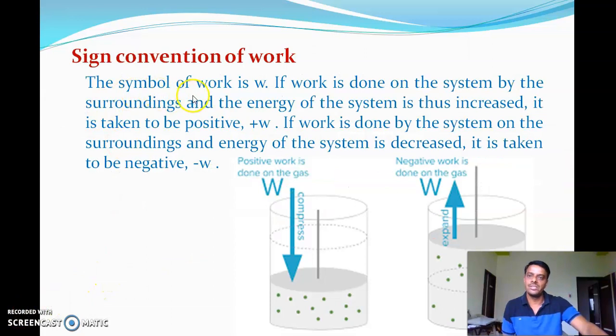The sign conventions. Similarly, for heat, if heat is absorbed, it is taken as positive. If heat is given out, it is taken as negative. Now let us see the sign conventions of work. The system does work, or work is done on the system. There are two types of it. The work is denoted by the symbol W. If work is done on the system by the surrounding, the energy of the system is thus increased.